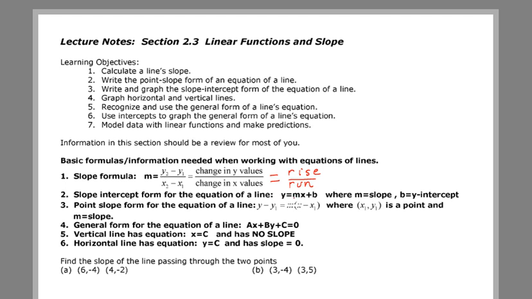Slope-intercept form is y equals mx plus b, where m is the slope, b is the y-intercept. Point-slope form, on my sheet it's a little messed up, but it's y minus y1 equals m times x minus x1, where (x1, y1) is a point and m is your slope. The general form for the equation of a line is ax plus by plus c equals 0.